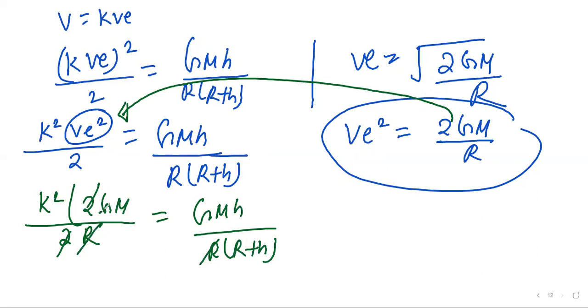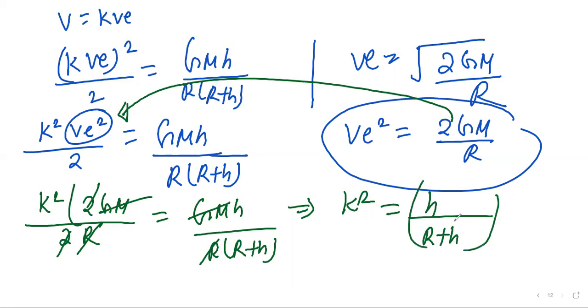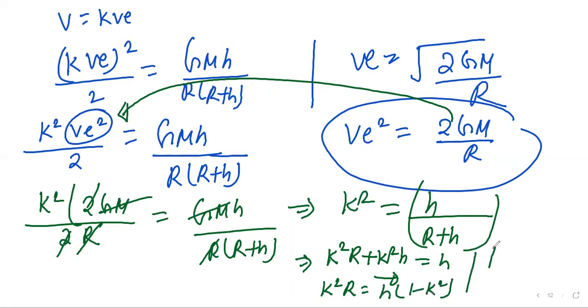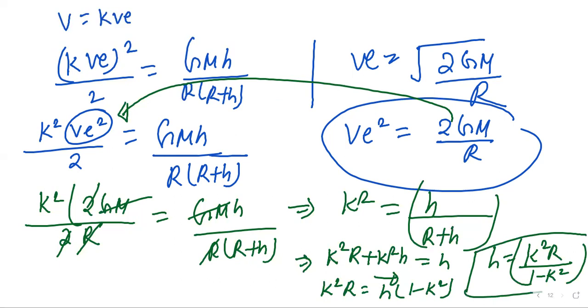So this R and R get cancelled, GM will also go. So k square is equal to H upon R plus H, we are getting it. We have to find the H value here. So cross multiply: R k square plus k square H is equal to H. Take this to the right part, so k square R equals H into 1 minus k square. So H is given by k square R upon 1 minus k square. This will be the relation between them. So please write it down now.